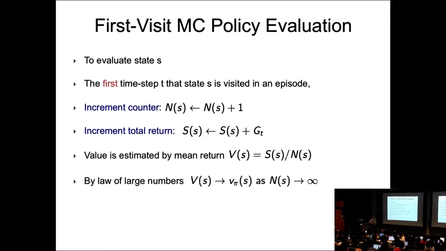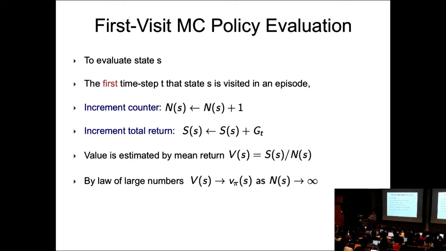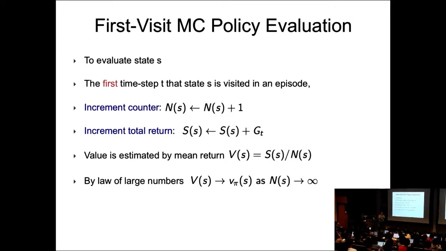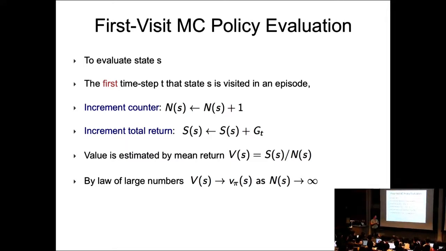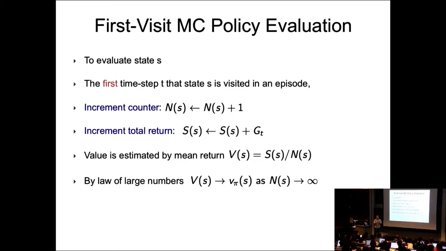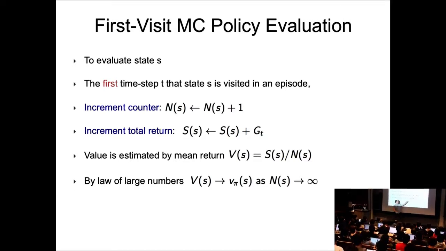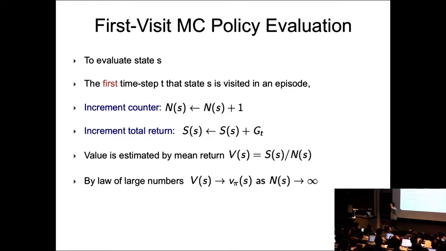And then by the law of large numbers, as N(s) goes to infinity, as you visit the state multiple times, you will converge to the true value. At a high level, all it's doing is saying, if I start at a particular state and run millions of simulations, for every simulation I get the return. If I average it over millions of simulations, I'm going to get a pretty good estimate of the value of the state. As the number of simulations goes to infinity, I will recover the correct value function.